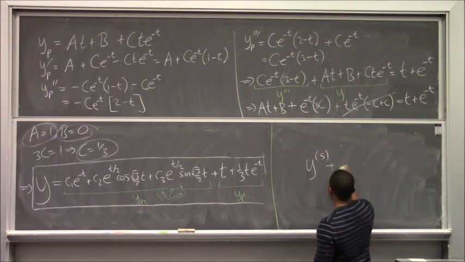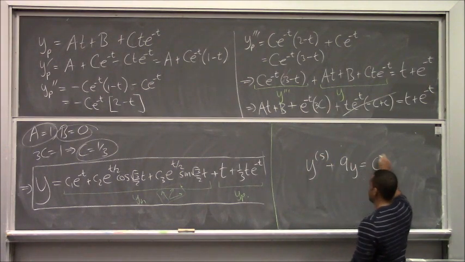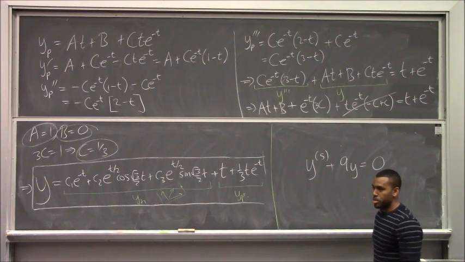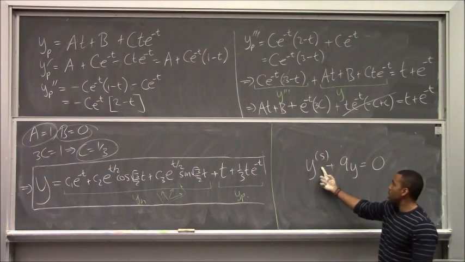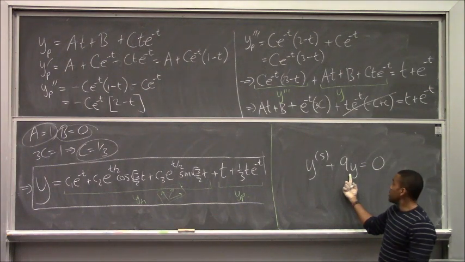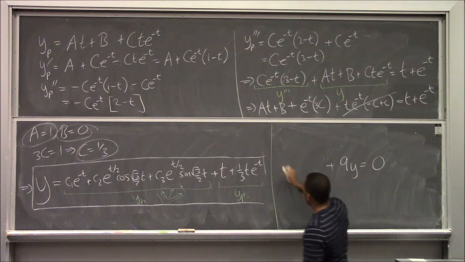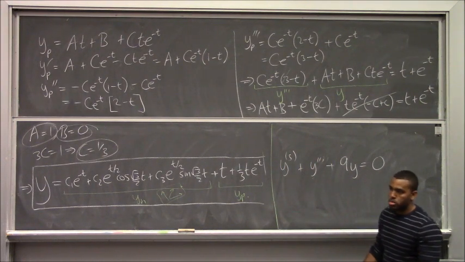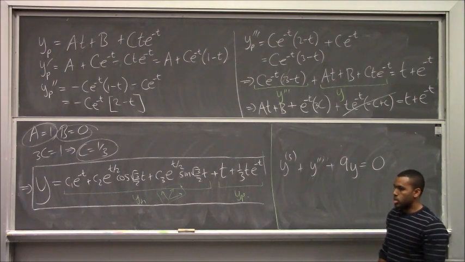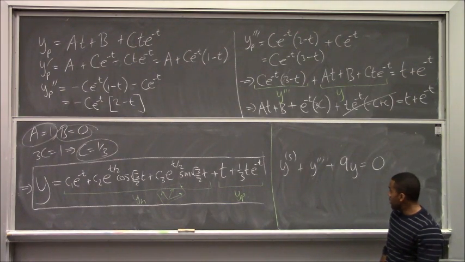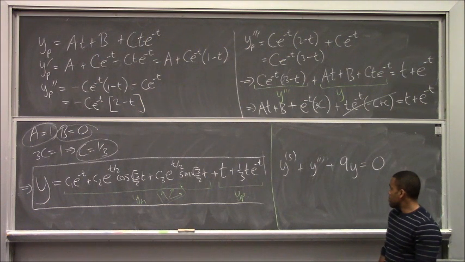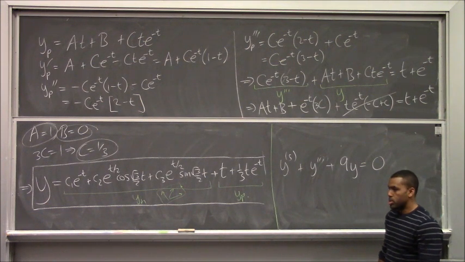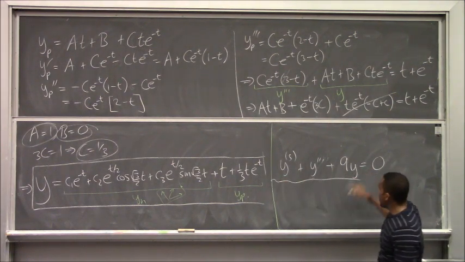Y to the fifth plus 9y equals 0. That's a roots of unity problem, right? Once you have the highest power and only the y term, that's a roots of unity problem. Once you throw in something else, plus y triple prime, now it's not a roots of unity problem anymore. So pretty much your roots of unity problem happens when you have two terms on one side. If you don't have the y, it can still work.